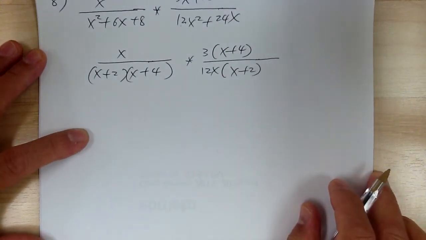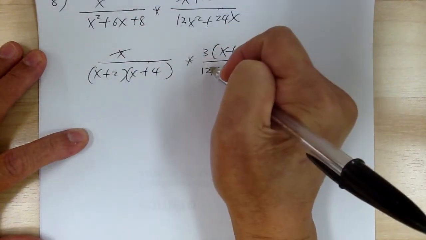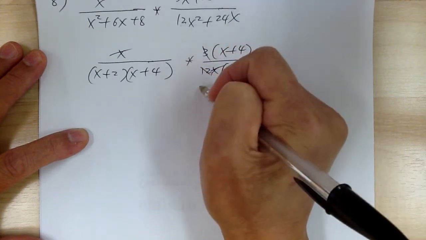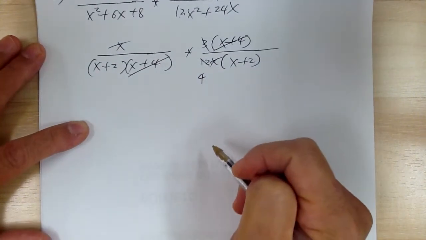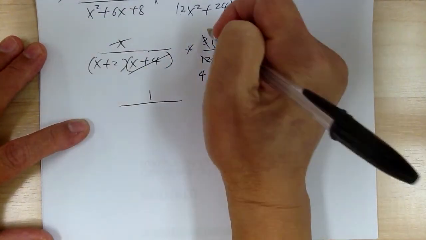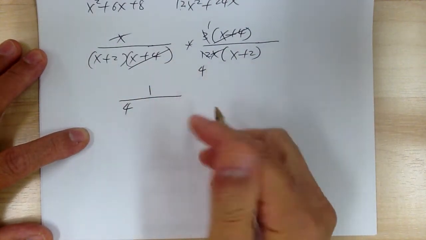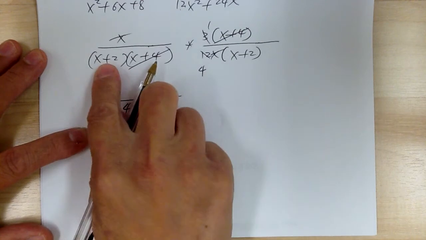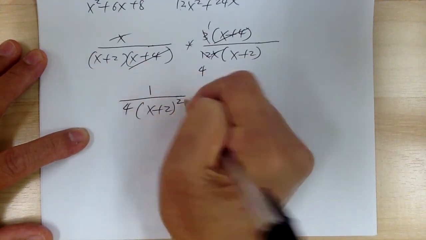After you're done factoring, then you can start to cancel things out. The x cancels with the x, 3 cancels with the 12, and x plus 4 cancels with x plus 4. So you end up with 1 over, since everything got canceled means it's 1. Then you have a number, 4, no alphabet, and the group x plus 2, x plus 2. So it would be x plus 2 squared.